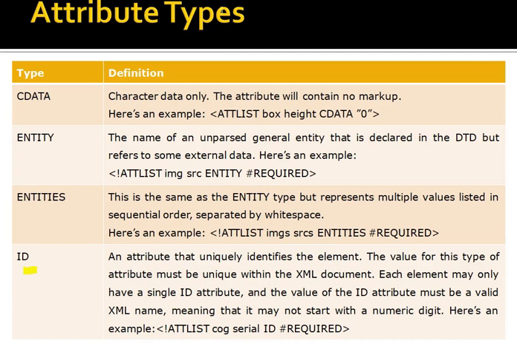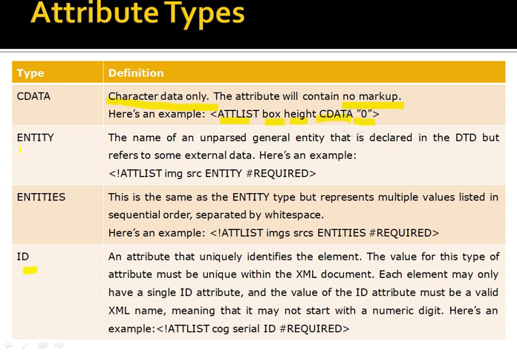Okay, what is CDATA? CDATA is character data only. The attribute will contain no markup. So for example, here "box" is an element name. This is the attribute, this is the type, and this is a default value.